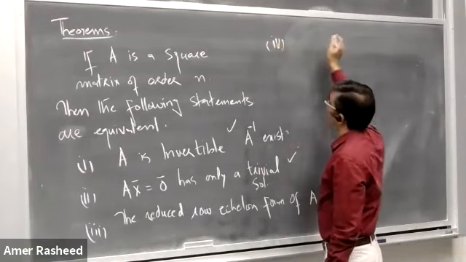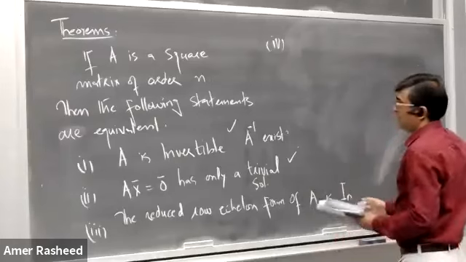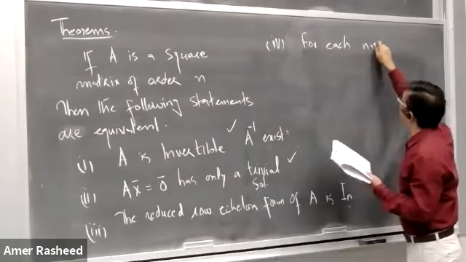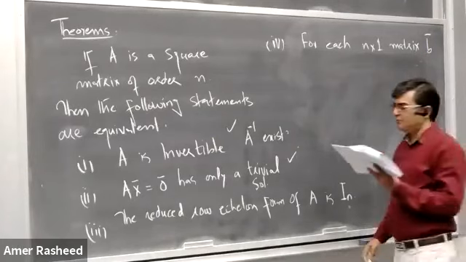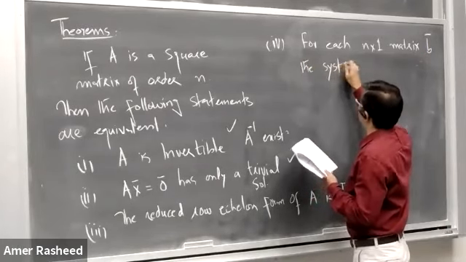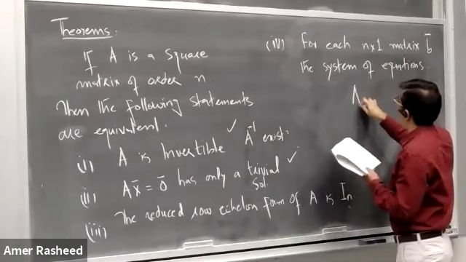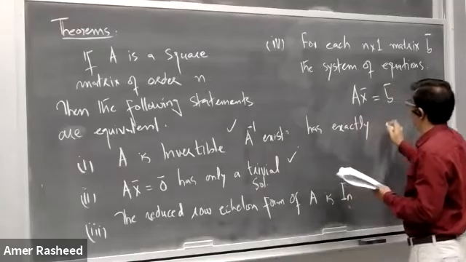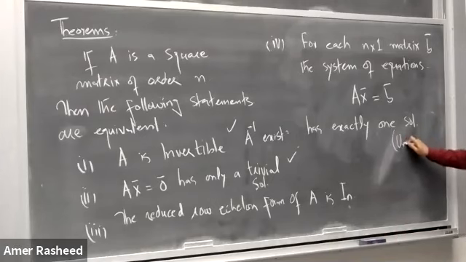Another statement is that if A is invertible, then the fourth statement of this theorem: for each n cross 1 matrix B, the system of linear equations AX is equal to B has exactly one solution, or you can say a unique solution.